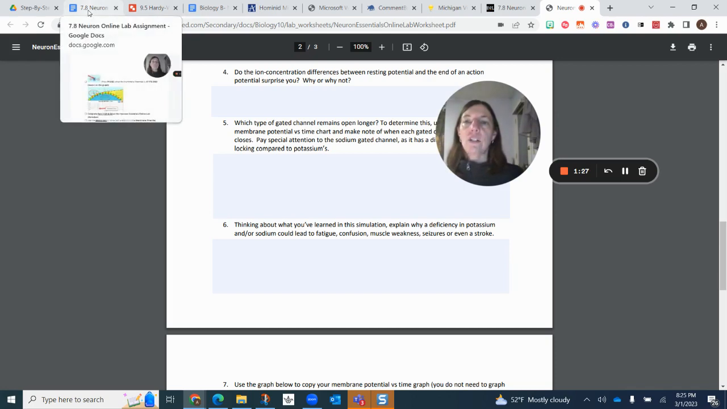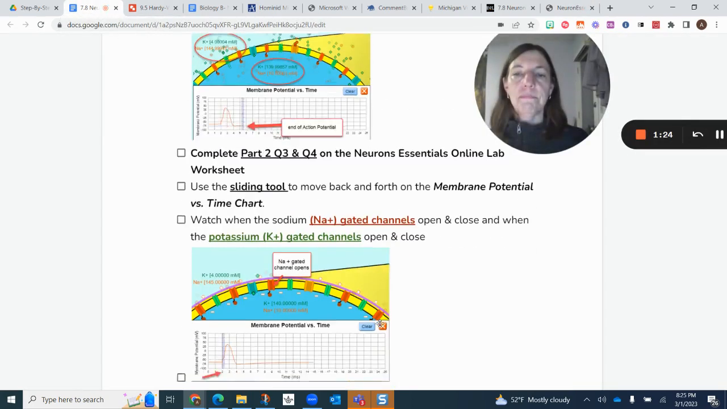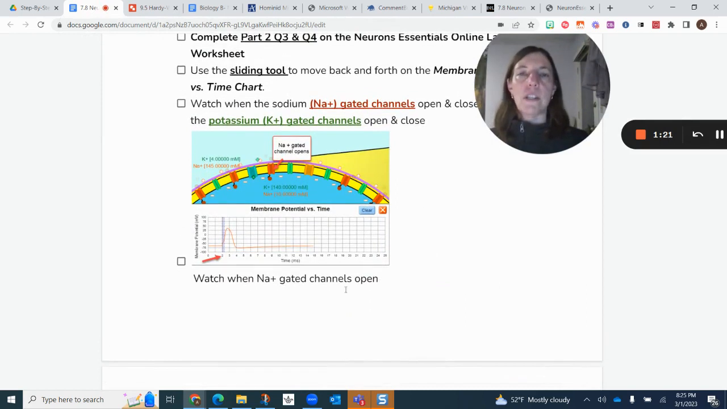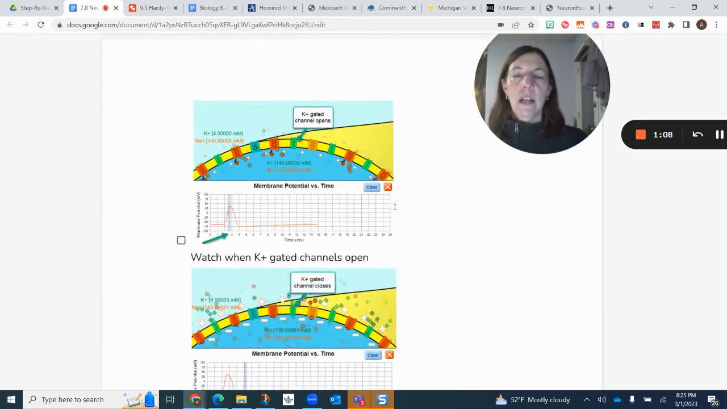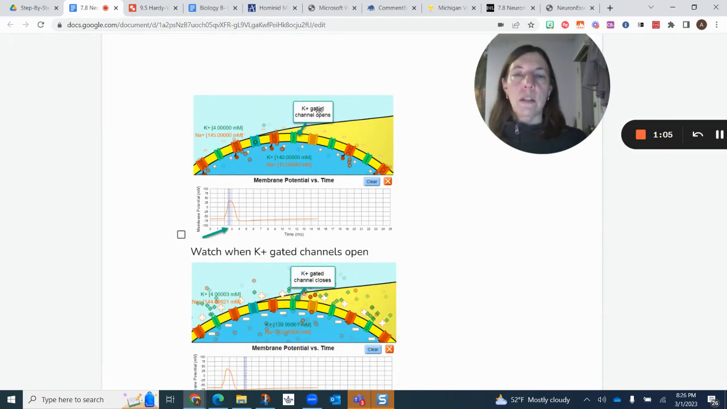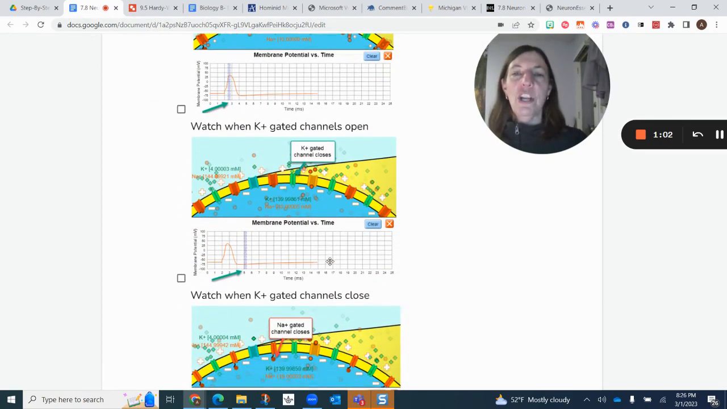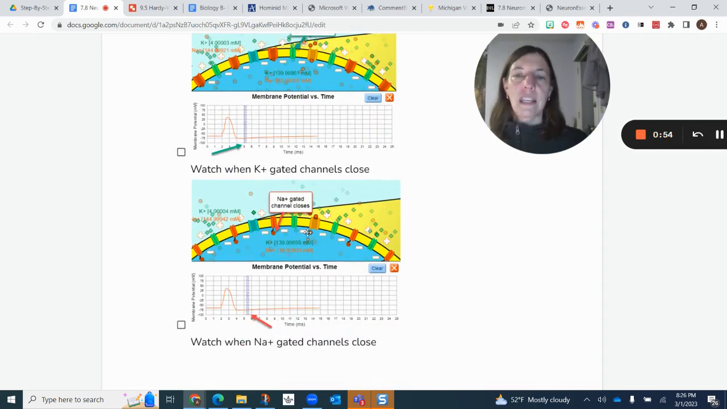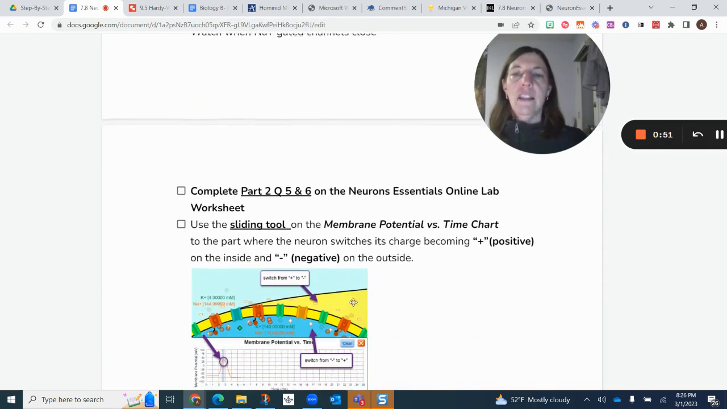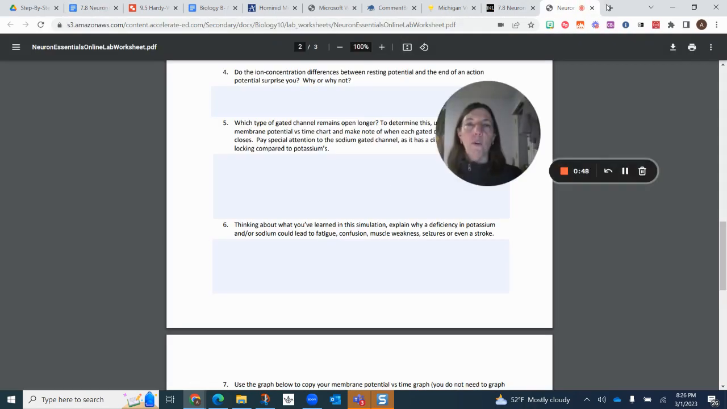So we're going to go back to the checklist here. We've done 3 and 4. Now we're going to use the sliding tool to move back and forth and see what's happening. Just before the peak, the sodium gated channel opens, and then just at peak, the potassium gated channel opens. Then just after, or right at the low point, the potassium channel closes, and then the sodium gated channel closes. And then you're completing questions 5 and 6 with that.